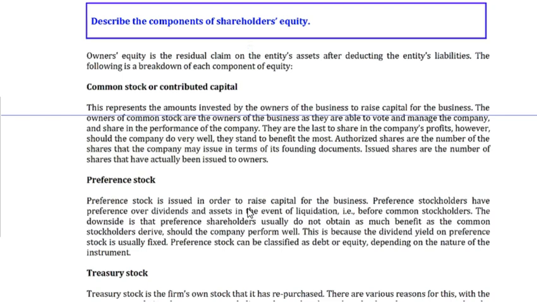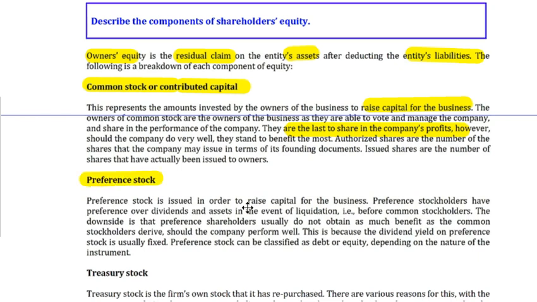Learning outcome statement: describe the components of shareholders' equity. Remember, for owner's equity we always use the word residual. It's the leftover after assets less liabilities. One component is called common stock or contributed capital. That's the amount that the owners initially invested in the business in order to raise capital for the business. They are the owners. Keep in mind they're also the last to share in the company's profits, but having said that, if the company does well, then they do very well as well.